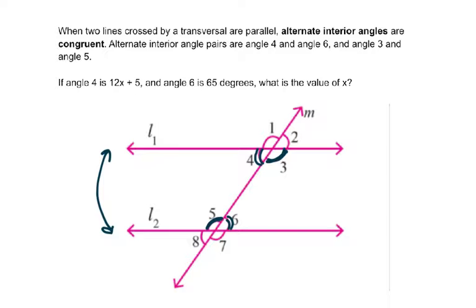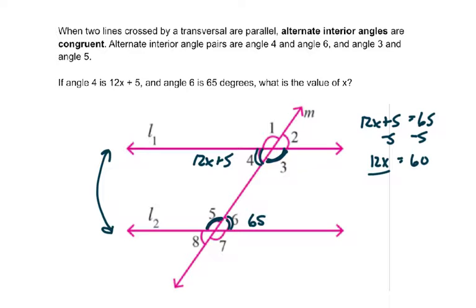The question we have is, if angle 4 is 12x plus 5, angle 6 is 65, what's the value of x? The only way to do this, they're congruent, right? So 12x plus 5 equals 65. And then we solve. Minus 5, 12x equals 60, divide by 12, x equals 5. And that's it. That's how we do it. Two-step equation right there.